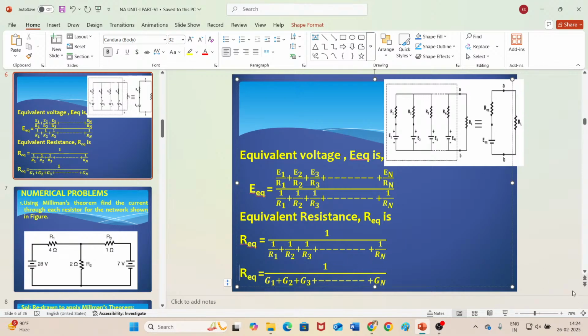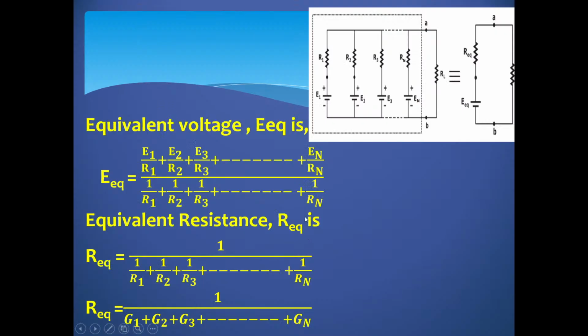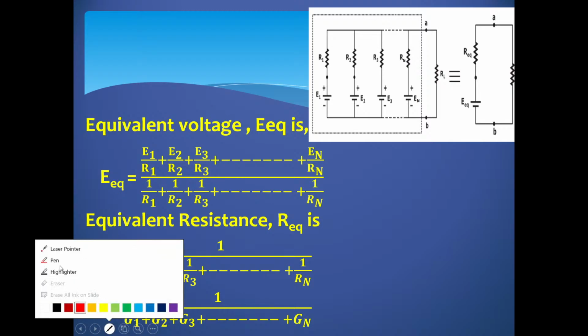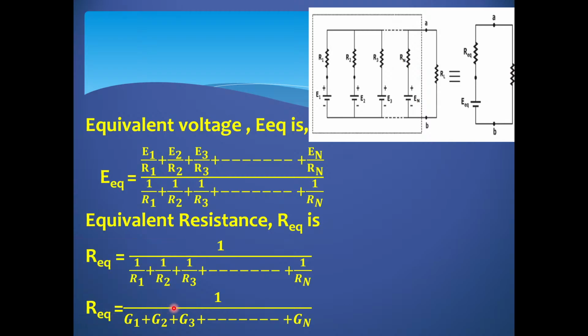So this is it. You can see I have simply modified the above R equivalent equation. Similarly, instead of writing 1 by R1, you can write G1 in the voltage equivalent equation also. So R equivalent is equal to 1 by G1 plus G2 plus G3 up to Gn. G represents conductance, 1 by R. So R equivalent is equal to 1 divided by 1 by R1 plus 1 by R2 plus 1 by R3 up to 1 by Rn.